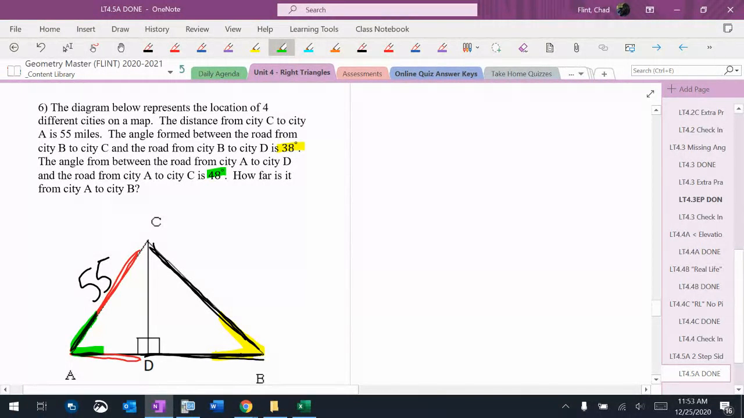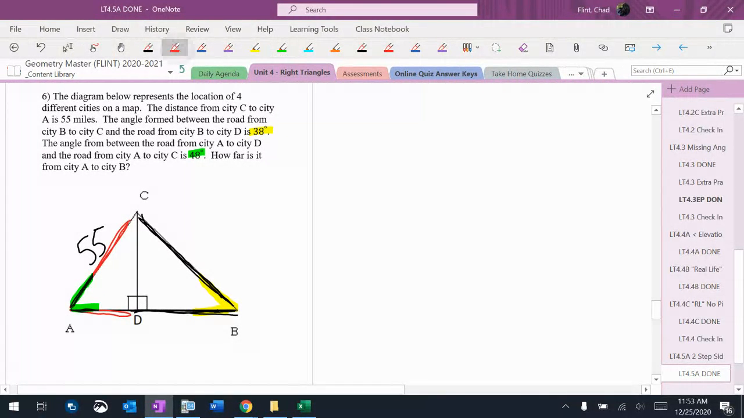How far is it from city A to city B? Sometimes when I do these live like this, I don't read everything ahead of time, I read it in the moment.